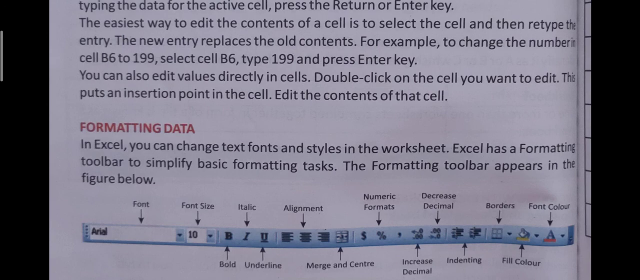We have learned formatting data, formatting text in Word also. So same thing is over here, bold, italic and underline, all those few features that we were using in Word, the same features we can use over here also. Only the difference is this is in the table format, in Excel format, and in Word it was in the text page, blank page format, okay. In Excel you can change text fonts and styles in the worksheet. Excel has a formatting toolbar to simplify basic formatting tasks. The formatting toolbar appears in the figure below.